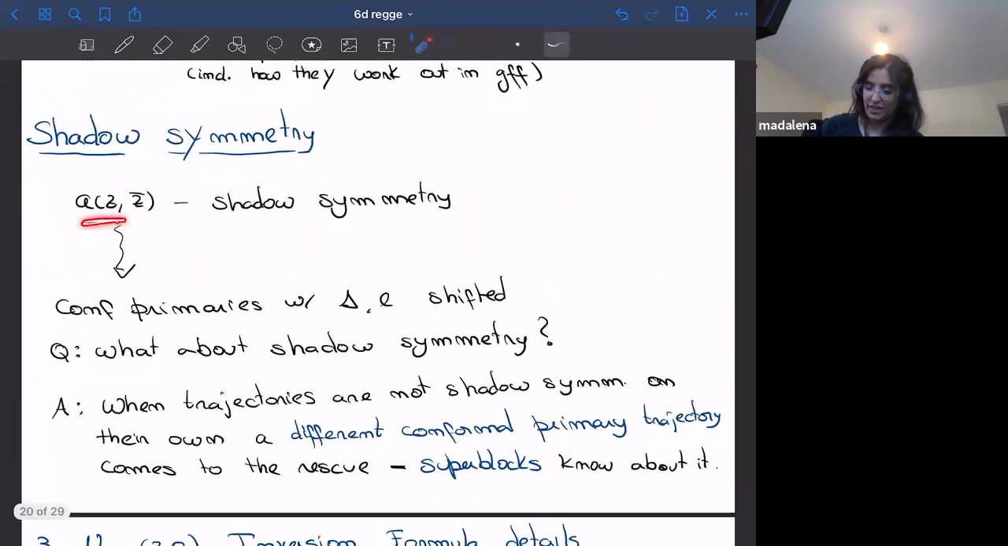And if there's shadow symmetry in tiny a, and then we build the whole conformal primaries in these capital A's that in essence have shifted dimensions and spin, you could wonder, is shadow symmetry guaranteed, or should I go back and check? And this turns out to work spot on. So somehow the superblocks know about shadow symmetry, and even if a trajectory stops being shadow symmetric on its own, there will be another conformal primary that comes to the rescue and makes up the shadow pair of your trajectories. So shadow symmetry just works, and you don't really have to worry about it.